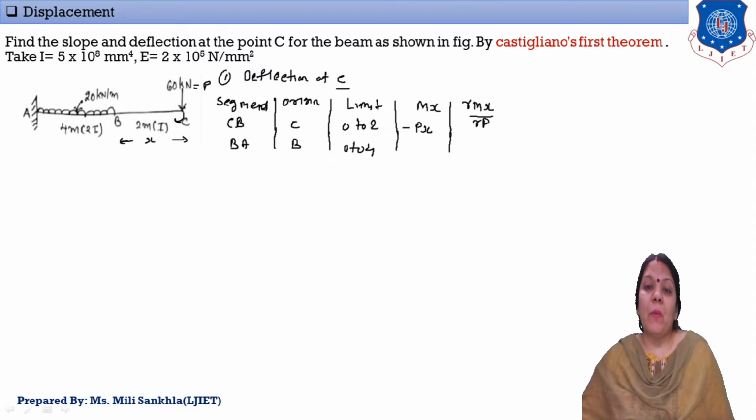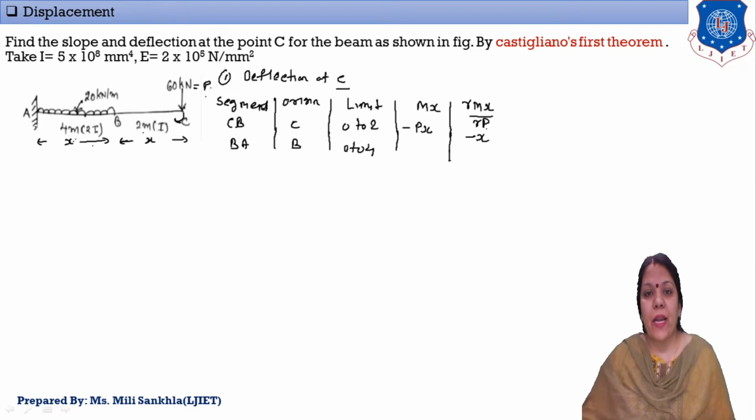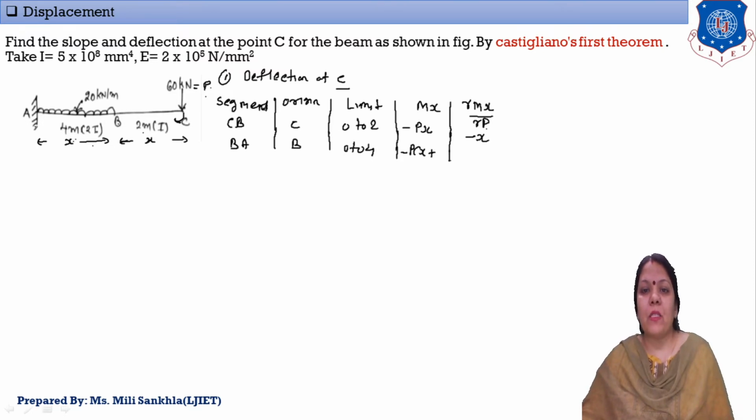Now del Mx by del P means differentiation of this equation. Here x is given, P is given, so minus x. Clear? Now second, we make the equation of segment BA. Again we consider a distance x. First P is given, then x plus 2. In a cantilever beam we add loading from right to left. So minus P into x plus 2.